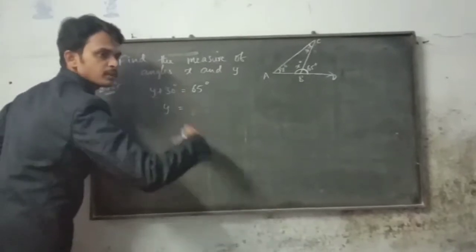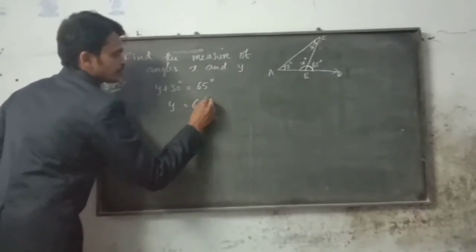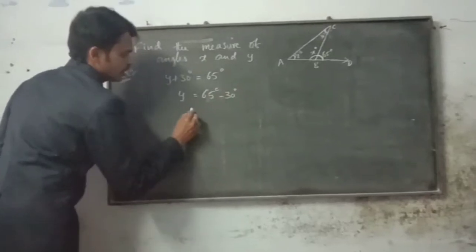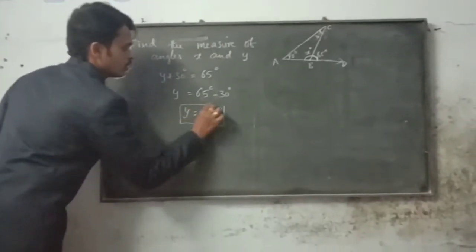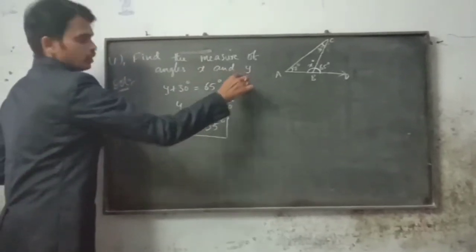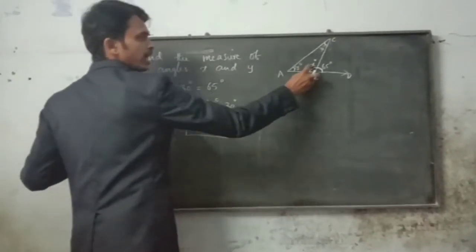Then plus 30 becomes minus 30. 65 minus 30 degrees, then the y value will be 35 degrees. So we got the y value. Now we have to find out the x value.